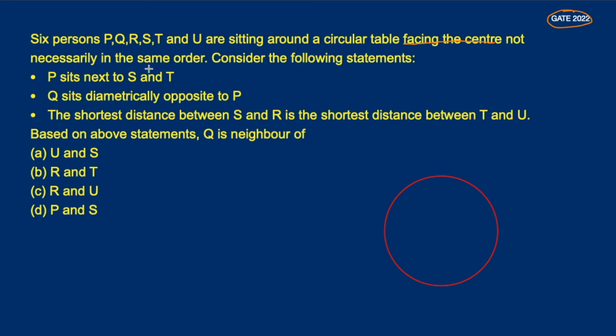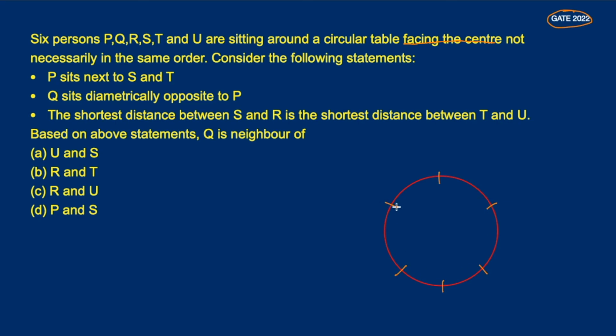Now you have to consider three statements. First says that P sits next to S and T. Second says Q sits diametrically opposite to P. Third says the shortest distance between S and R is the shortest distance between T and U. And the last, it asks that based upon the above statements, who are the neighbors of Q. So now let's try to understand. This is our circle, and these are the six positions we have.